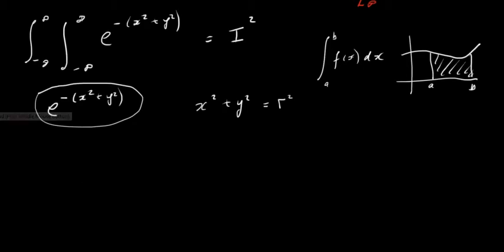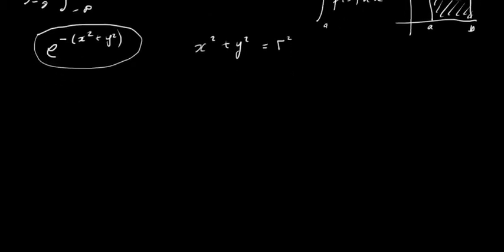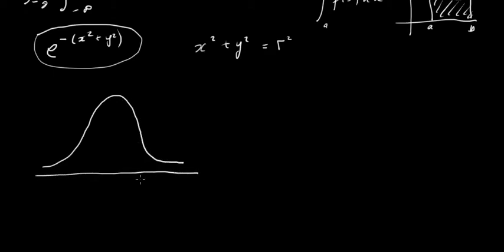Let me just draw it out again. We have this three-dimensional shape. I'm drawing it from the side here. That doesn't look too good. Let me do that again. So we have this kind of shape here, looking at it from the side.